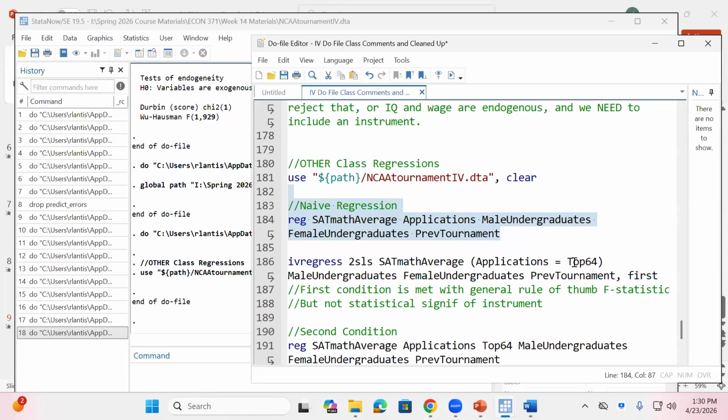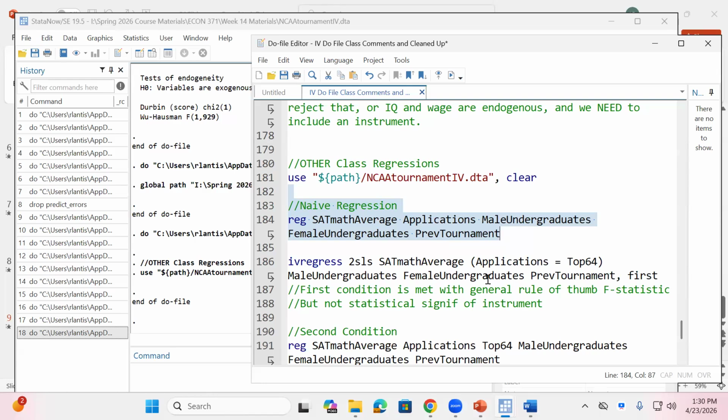So I thought, okay, if they make it into the tournament, they're one of those 64 teams, it's likely going to increase their applications. But making it into the tournament, should that predict, other than its effect on applications, whether or not my school has a higher SAT? Currently, no, right? My basketball team makes a tournament, I still have the average. So it seems like it might be a good instrument.